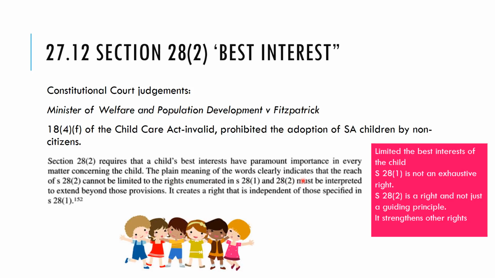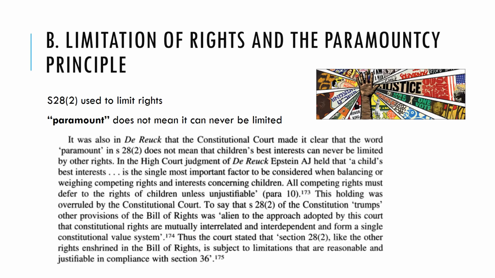So Section 28.2 requires that the child's best interests have paramount importance in every matter concerning the child. The plain meaning of the words clearly indicates that Section 28.2 cannot be limited to the rights enumerated in subsections 1 and 2, but must be interpreted to extend beyond these provisions. It creates a right that is independent of those specified in 28.1. So the best interest of the child is not an exhaustive right just for 28.1. It is a right. Now the limitation of rights and the paramountcy principle.